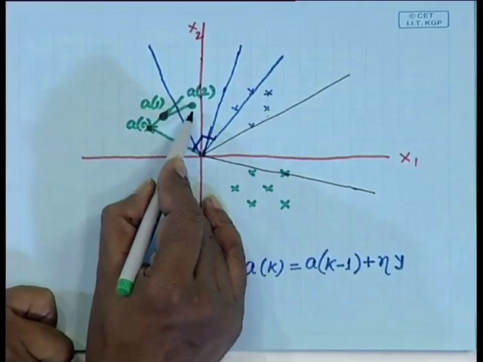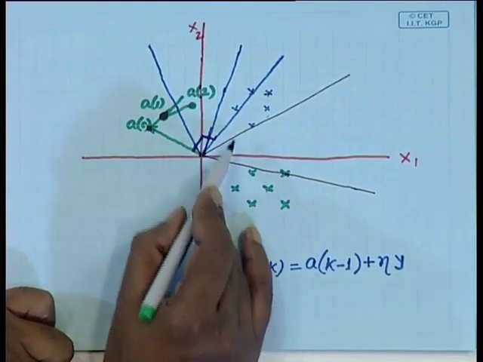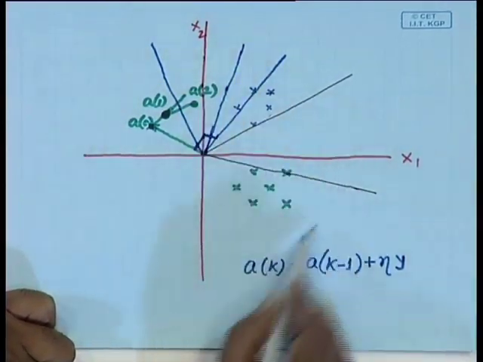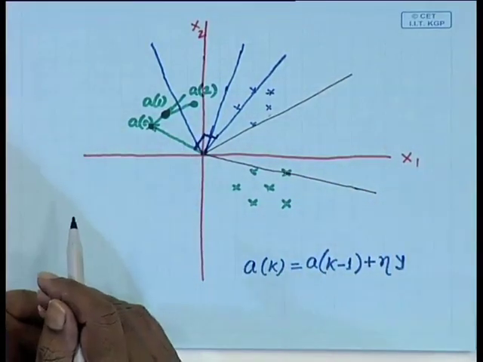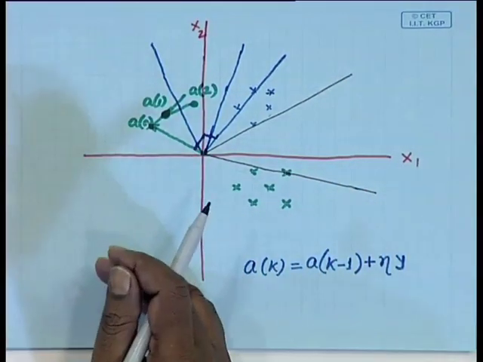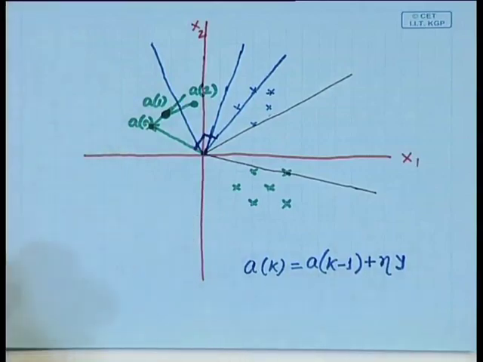Once this A2 is pushed into the decision region, all the samples over a single pass will be properly classified by this weight vector A2. So effectively what I am doing is, in every pass, I am pushing the weight vector in the direction of the misclassified sample by a certain distance. And while doing so, I am ensuring that this weight vector will be pushed into the solution region.